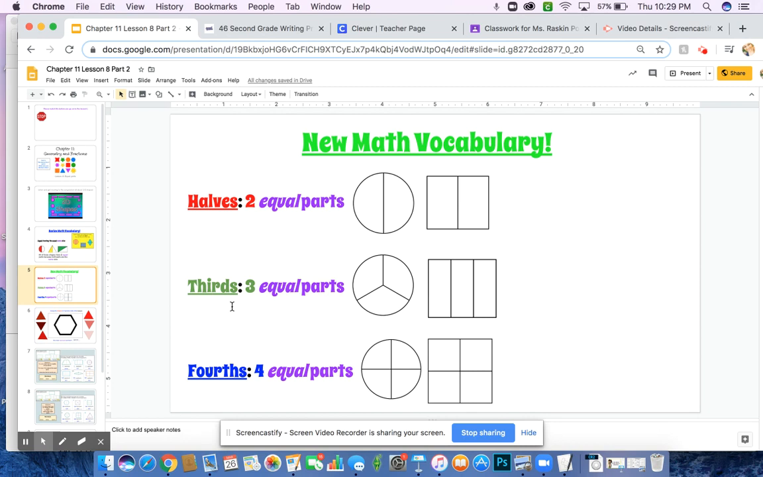Now we're going to move on to thirds. Think of the word third. That means number 3. So thirds are 3 equal parts, as you see in this circle, 3 equal parts, and same with this rectangle over here. And then we have fourths. In the word fourth, we have the word 4, so therefore it is 4 equal parts. And also these 2 shapes are showing you 2 different shapes that have 4 equal parts. So we have halves, which are 2, thirds, which are 3, and fourths, which are 4.